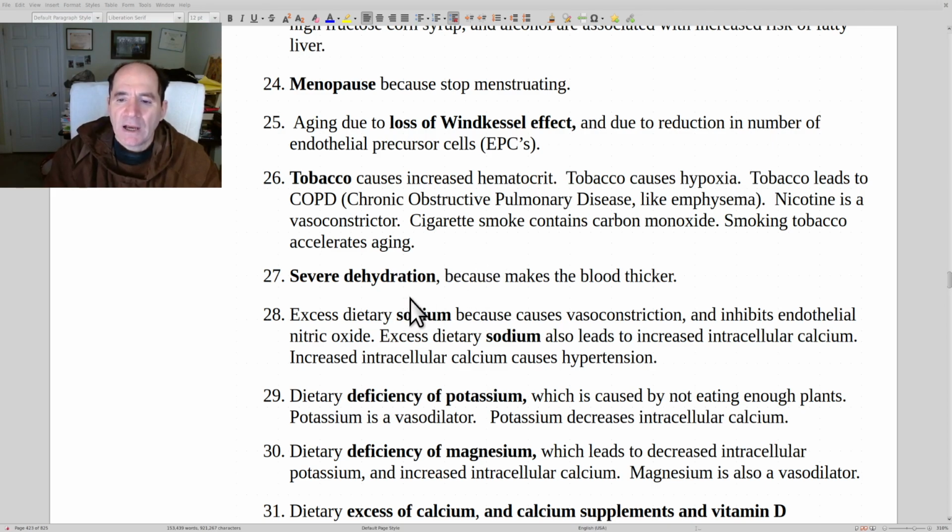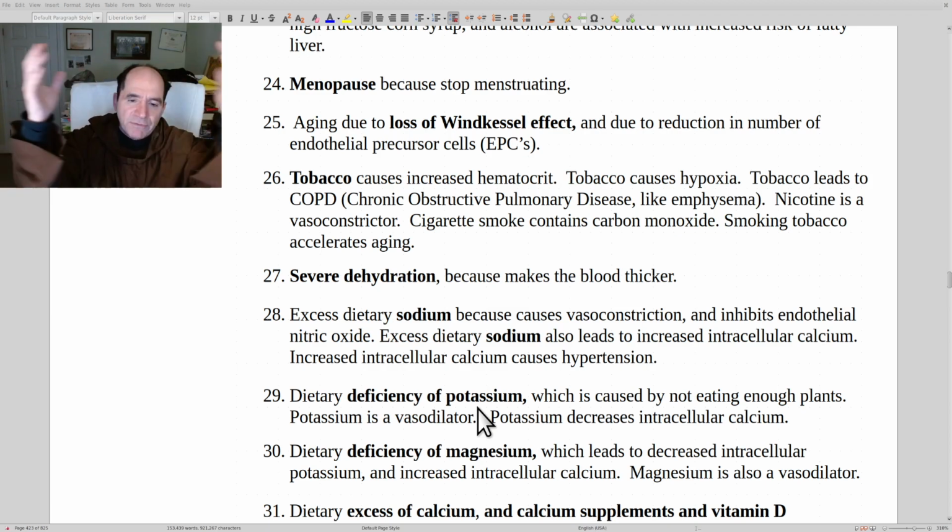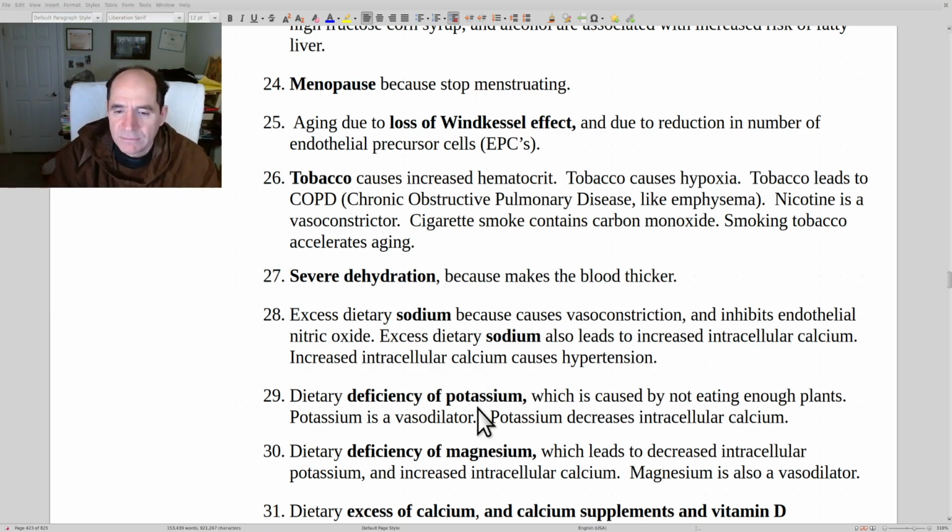Severe dehydration makes the blood thicker. Excess dietary sodium causes vasoconstriction and inhibition of endothelial nitric oxide. It also increases intracellular calcium. Dietary deficiency of potassium: the good stuff comes from plants. Potassium, vasodilator. Magnesium, vasodilator. The precursor nitrates, vasodilators. And the antioxidants, anti-stress components. And the fiber, which prevents leaky gut so you avoid the bacterial endotoxins getting into your blood.